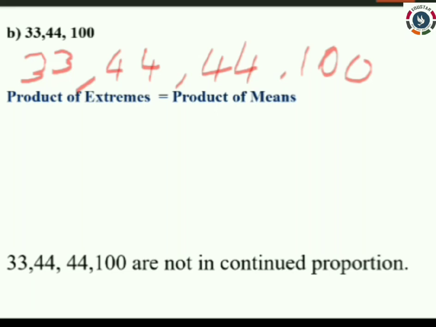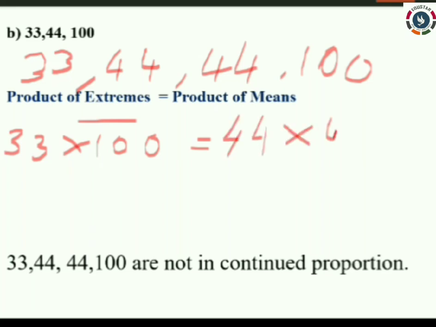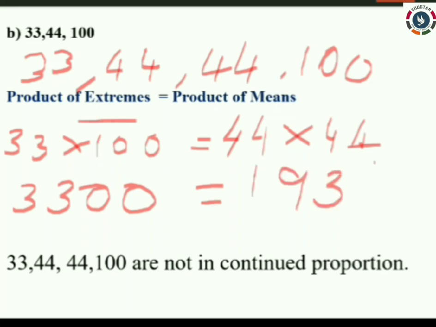Now we are going to use that formula. Your extremes are 33 and 100, right? So 33 into 100. Next, the product of means, your second and third term, 44 and 44. If you multiply, you will get 3300, and 44 into 44 you will get 1936. These two are not equal, right? So 33, 44 and 100 are not in continuous proportion.